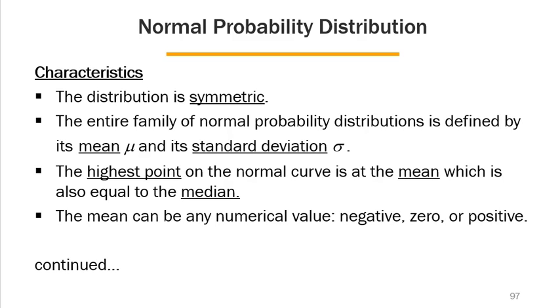So we have another distribution beyond the uniform distribution that I'm going to address here, and that is the normal probability distribution. So it has characteristics that it's symmetric, and the entire family of normal probability distributions is defined by two parameters, the mean, mu, and the standard deviation, sigma. The highest point on the curve, so that probability density function, is at the mean, which also happens to be the median. The mean can be any numerical value. So it can be negative, it can be 0, or it can be positive.